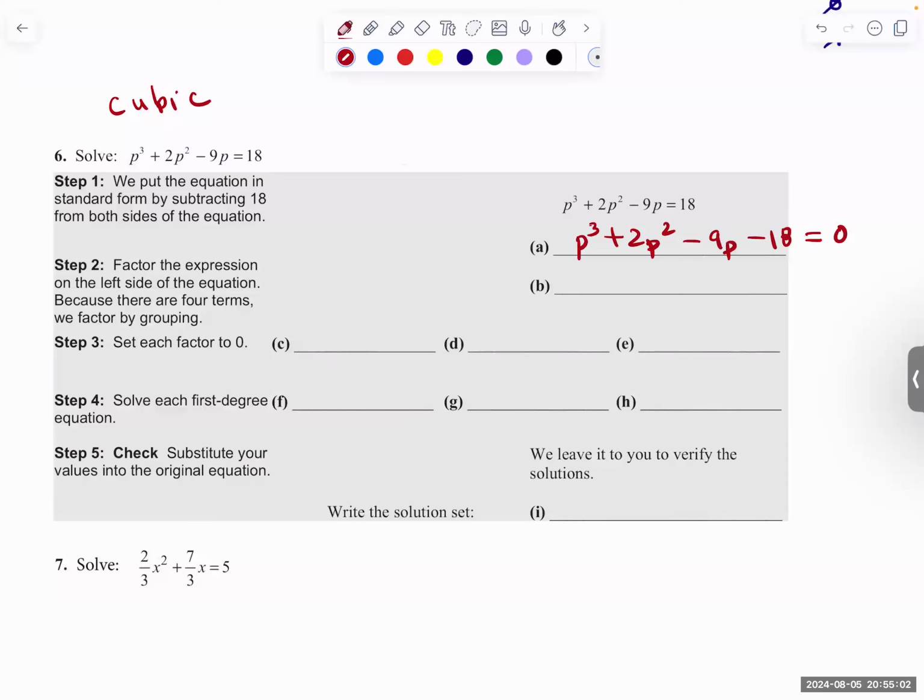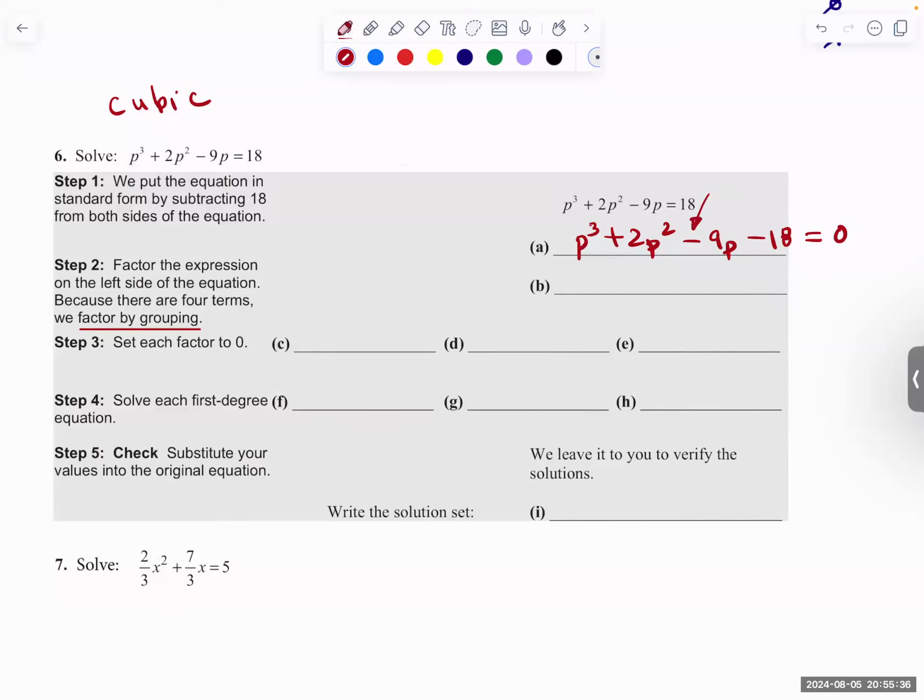Step 2, factor the expression on the left side of the equation. Because there are 4 terms, we are going to try factoring by the grouping method. Now, if we group the first 2 terms, there is a common factor of p squared. Sometimes you have to do different groupings, like the first term with the third term, or the first term with the fourth term. But since the last 2 terms also have a common factor of 9, we're going to group the first pair and the second pair.